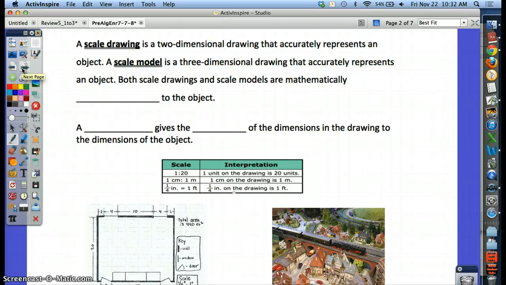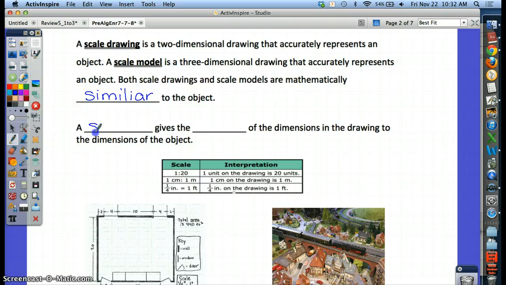So a scale drawing is a two-dimensional drawing that accurately represents an object, and a scale model is a three-dimensional drawing that accurately represents an object. Both scale models and scale drawings are mathematically similar to the actual object. Similar. What does that mean? Well, we talked about this. Congruent figures are the same size, same shape. Similar figures are the same shape, but not necessarily the same size.